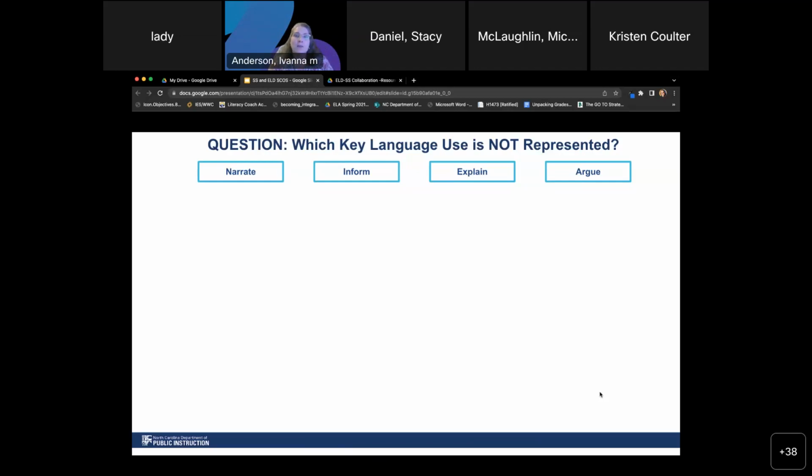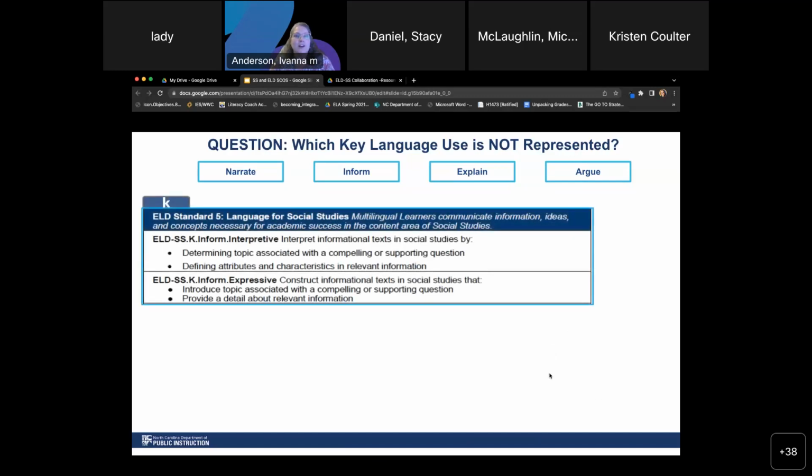So Michelle was just talking about key language uses: narrate, inform, explain, and argue. And we're going to look quickly at each grade level to see which of these key language uses are most prominent. So we'll talk about maybe why as well, but let's take a look at kindergarten. In kindergarten, when we're talking about key language uses, remember we're looking at that middle portion of the standard, ELD, SSK, dot, inform. So inform is our key language use. So in kindergarten, which key language uses do we see? In these two examples, we only see inform.